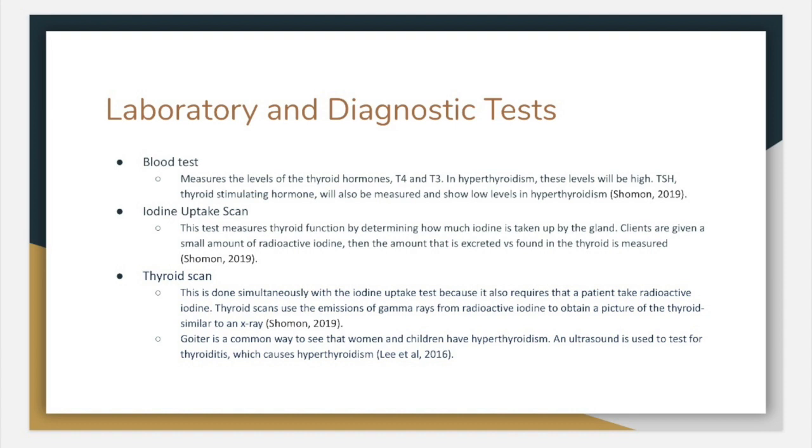So some of the diagnostic tests and lab tests that we can do to see if someone does have this condition, the most common one would be a blood test. We'll be measuring the levels of the actual thyroid hormones, T4 and T3 themselves. In hyperthyroidism, you'll see that these two levels are elevated. The other thyroid hormone, the thyroid stimulating hormone, will also be measured, and in hyperthyroidism, you'll see a low TSH.